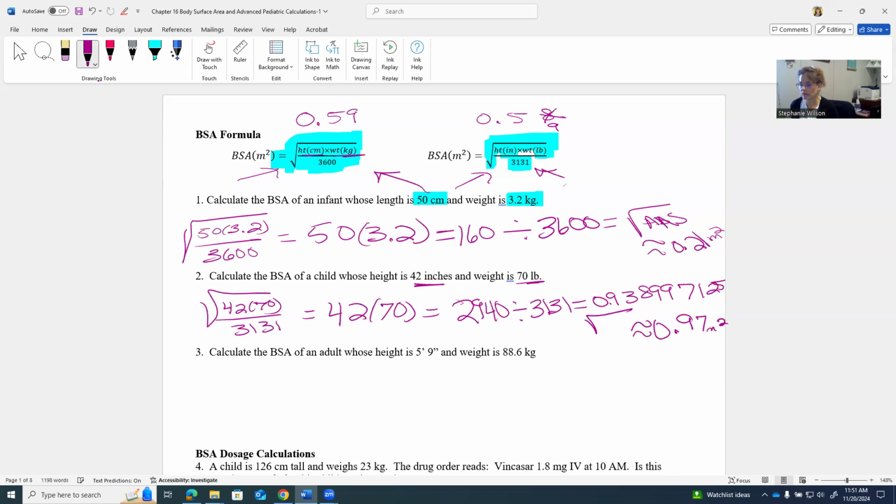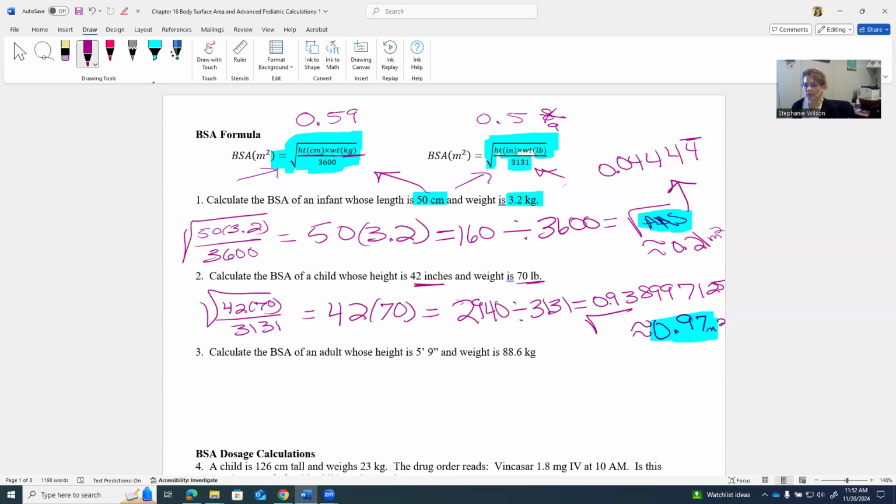0.97 meters squared, because we're going to round to the nearest hundredths, is my answer here. Let's go back to this one here. What was that answer there? Let's clear it out. 50 times 3.2 equals, divided by 3,600 equals. So that answer there, that was the square root. And if you want to compare to see if you got the same answer, I'm going to put a bar over the 4. It's repeating because I got 4s all the way across.